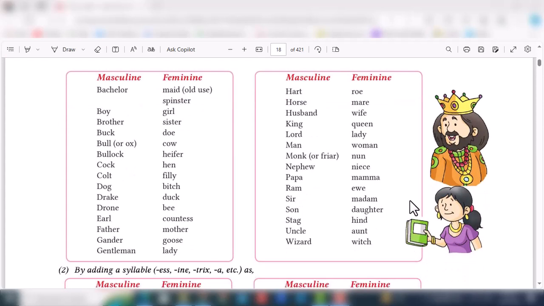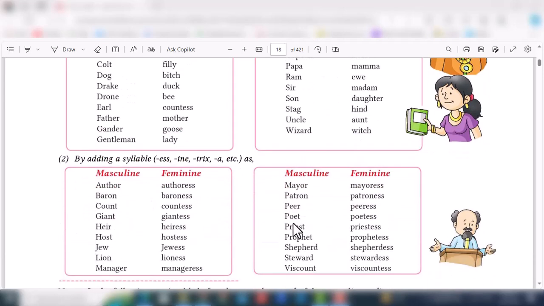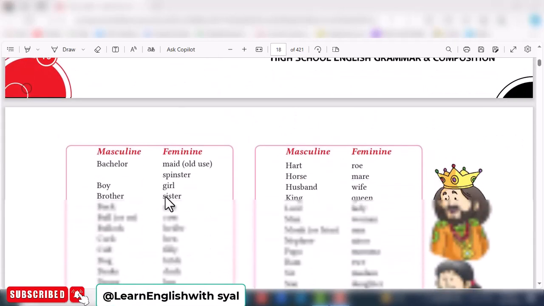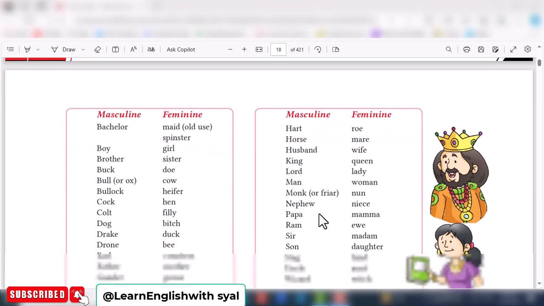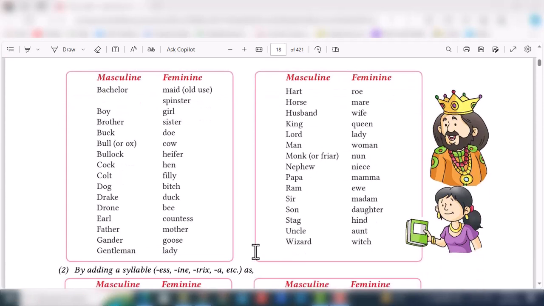So we have all these things here, and now by adding a syllable, a syllable meaning E-S-S, I-N-E, T-R-I-X, A, etc., we can make all these things masculine to feminine. This one is the first concept. The first thing is using an entirely different word, like husband, wife, king, queen, lord, lady, man, woman, nephew, niece, papa, mama, ram, ewe, sir, madam. These are totally different things from masculine and feminine. There is big diversity between them.